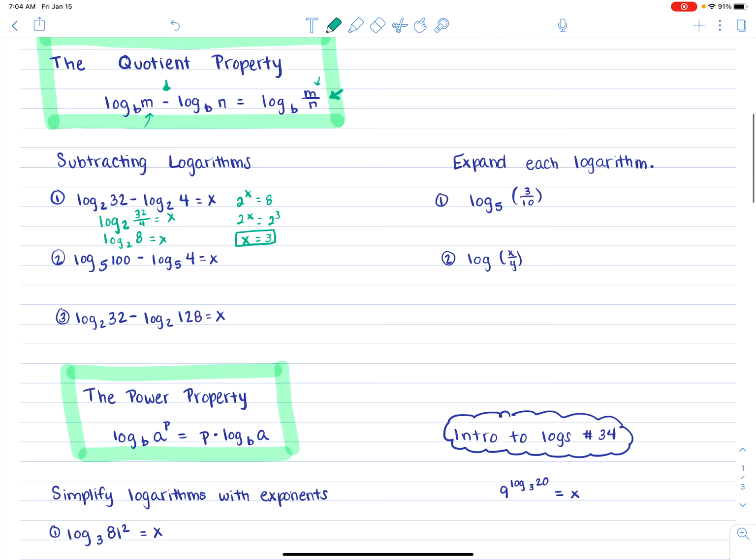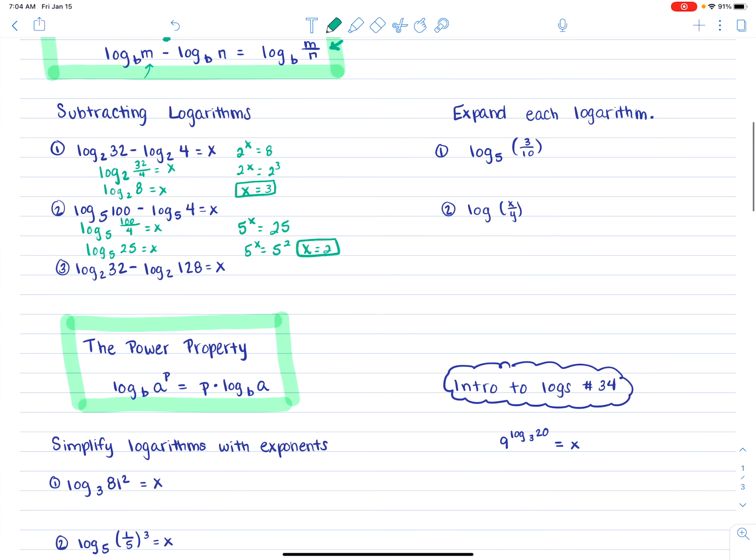Okay, log base 5 of 100 minus log base 5 of 4. So I have log base 5, 100 divided by 4. Well, 100 divided by 4 is 25. Okay, so that's how I use a property. Now we could practice solving because it's there. So 5 to the x is the same as 25. Well, 25 is 5 squared. So I know that x equals 2.